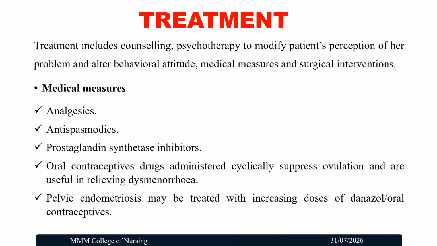So the medical measures are analgesics, antispasmodics, prostaglandin synthesis inhibitors, and oral contraceptive drugs, which, administered cyclically, can suppress ovulation and are also useful in relieving dysmenorrhea. Next, pelvic endometriosis can also be treated with increasing doses of danazol or oral contraceptives. So these are the medical management options for dysmenorrhea.